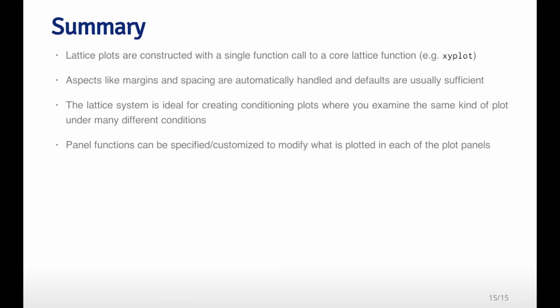The lattice system is really ideal when you have data sets that you can look at by conditioning on certain variables. So basically, you want to look at a relationship, but you want to look at it within levels of another variable. So you want to look at the same kind of plot, but under many different conditions. And you can use customized panel functions to modify exactly what goes on in each of the plot panels. And so that gives you a lot of power to customize the look of these panel plots. And so I find the lattice system very useful for looking at a lot of data in a very quick way. And so I encourage you to try to look at it and look at some of the other functions like bwplot, box plots, and scatter plot matrices to see how they work for you.